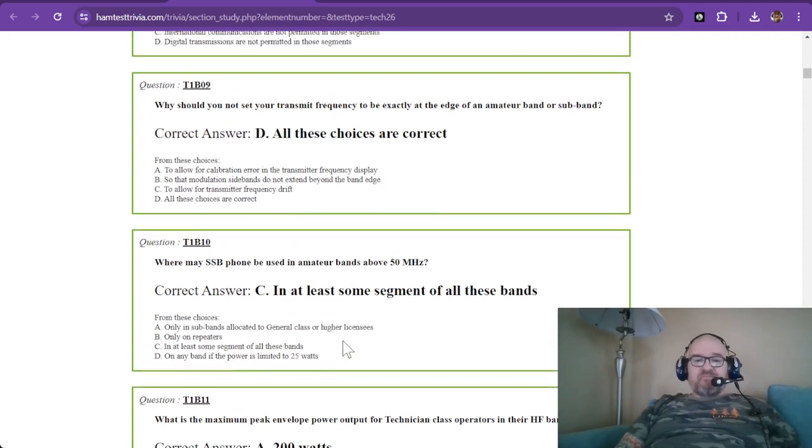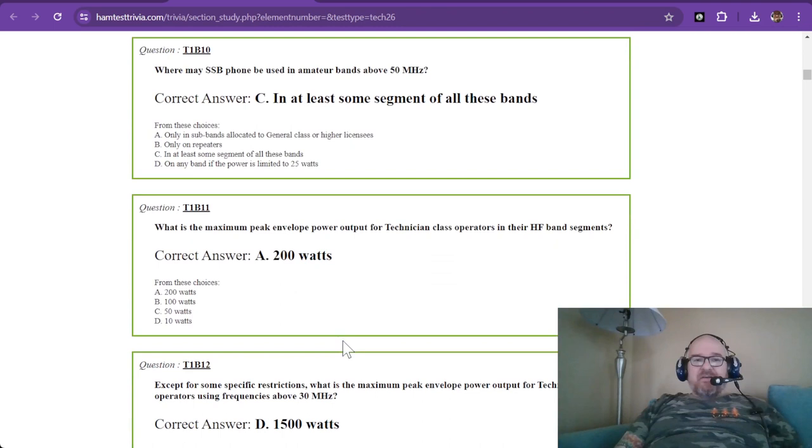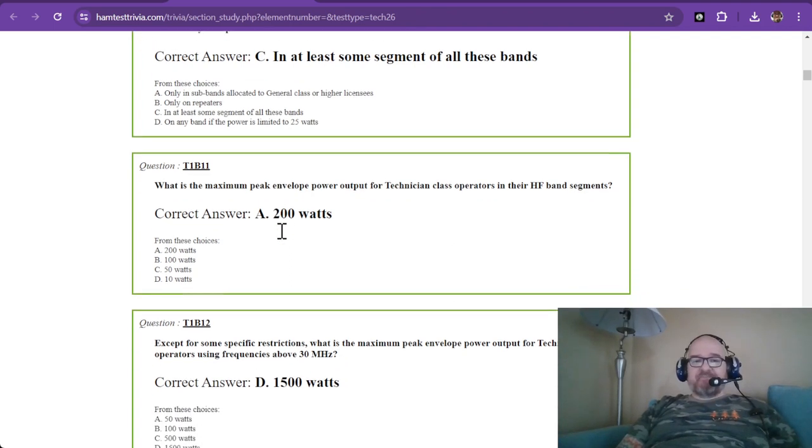So we have a couple left. This one is question 10. Where may single sideband phone be used in amateur bands above 50 megahertz? Well, there is a section in almost or in all of these bands in at least some segment. So again, that goes back to checking out the gentleman's agreement or where those are allowed. And that is your answer, C, for element one, subelement B, question number 10.